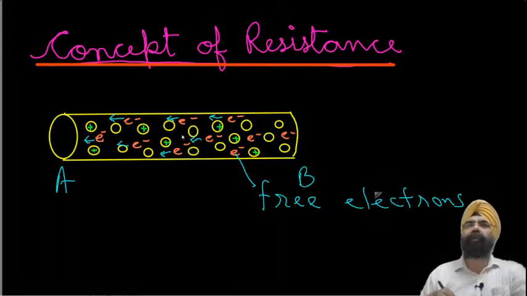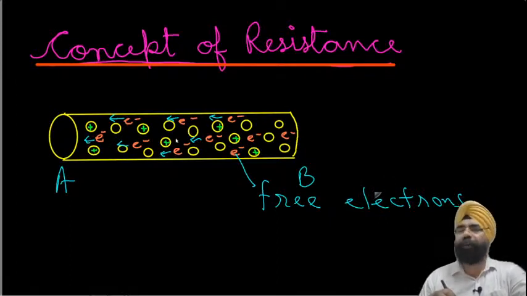But now you can see I have put a plus sign in between some of them, which means that these have lost electrons. This electron which is roaming around, the free electron, has come out from this atom. So now it has a positive charge on it, which means it is a cation. So I've got ions and I've got free electrons.